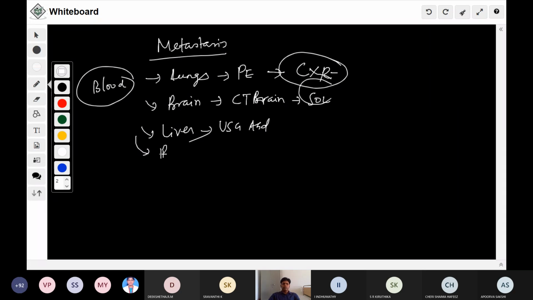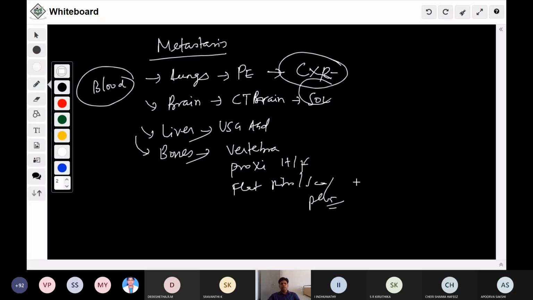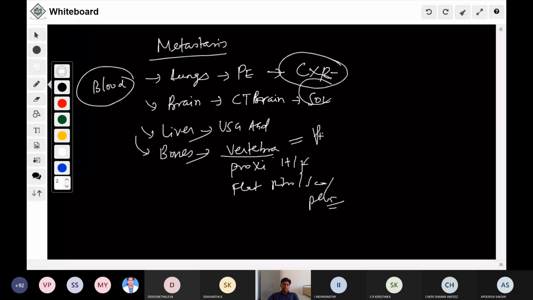And it can spread to the bones. We already discussed that it commonly spreads through the vertebra, the proximal end of the humerus and femur, and the flat bones like ribs, scalp and pelvis. The commonest is the vertebra. When you suspect bone involvement, it can produce a pathological fracture.